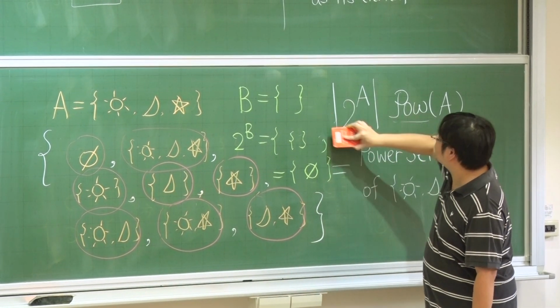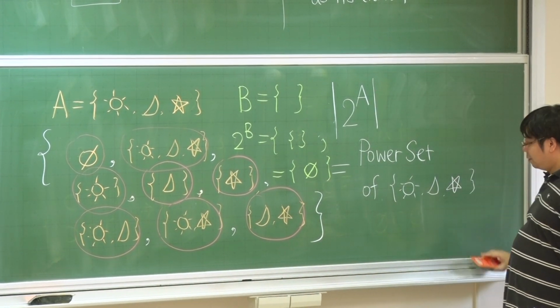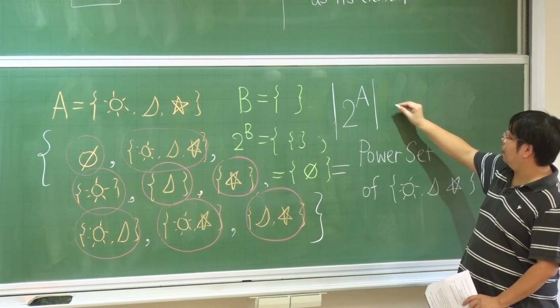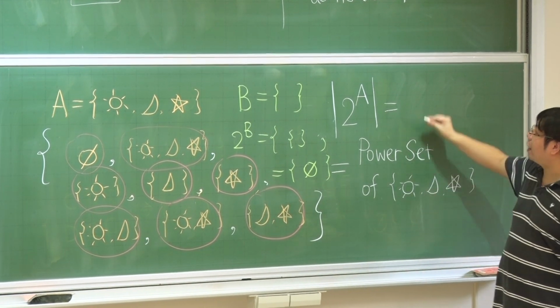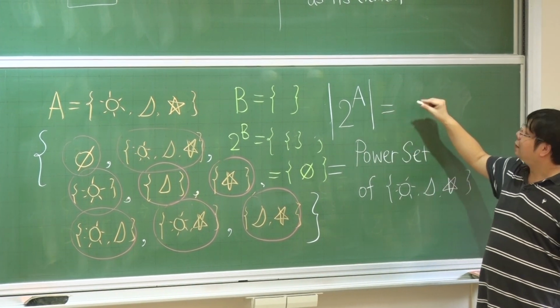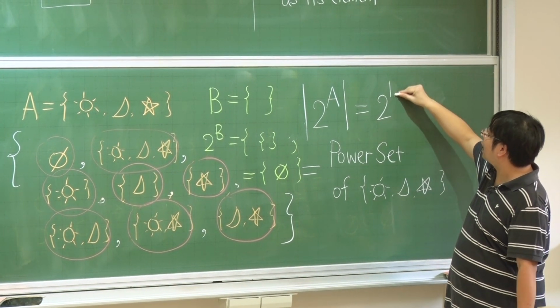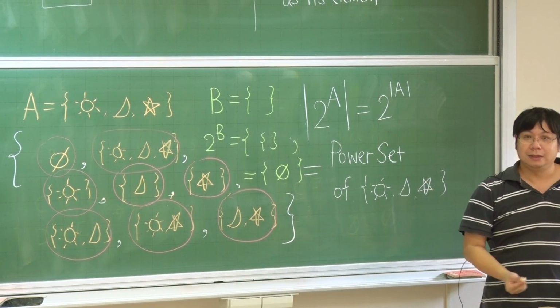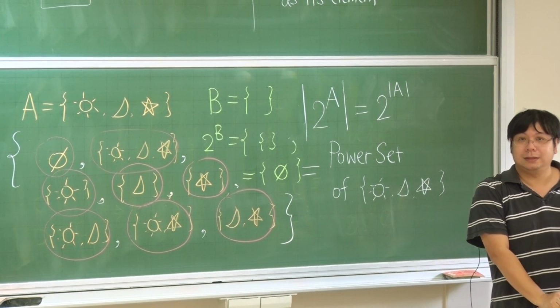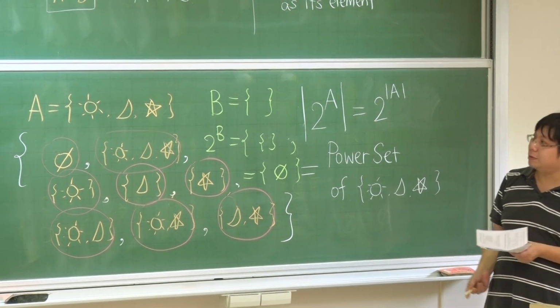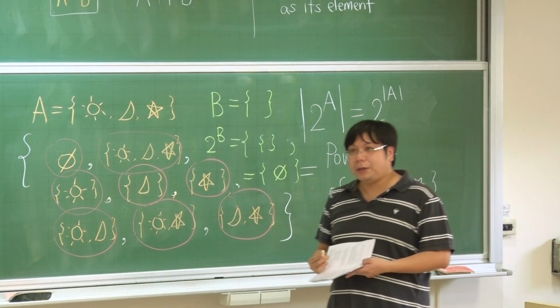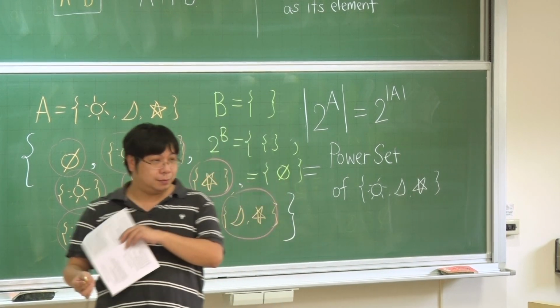And then if you have the power set of A, the size of this set will be, as we have discussed so far, 2 to the power of the size of the original set. Is that okay? So that's it. So you have a new concept. But we can have size which is infinite.